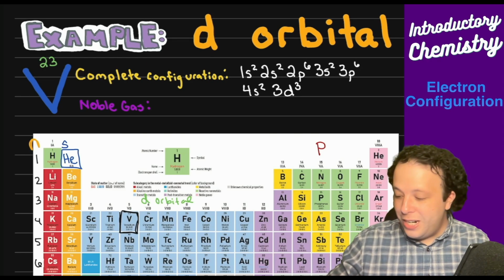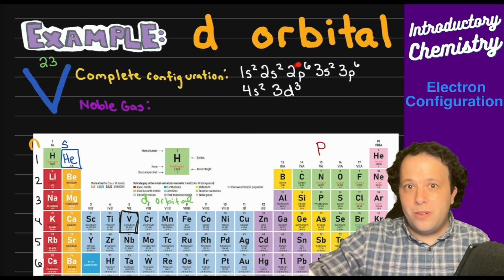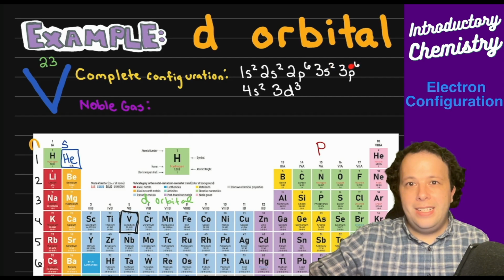Now we can double check ourselves. We can add up all these individual values and we should get 23. So if we do 2 plus 2, that is 4. 4 plus 6 is 10. 10 plus 2 is 12. 12 plus 6 is 18. 18 plus 2 is 20. 20 plus 3 is 23, right?